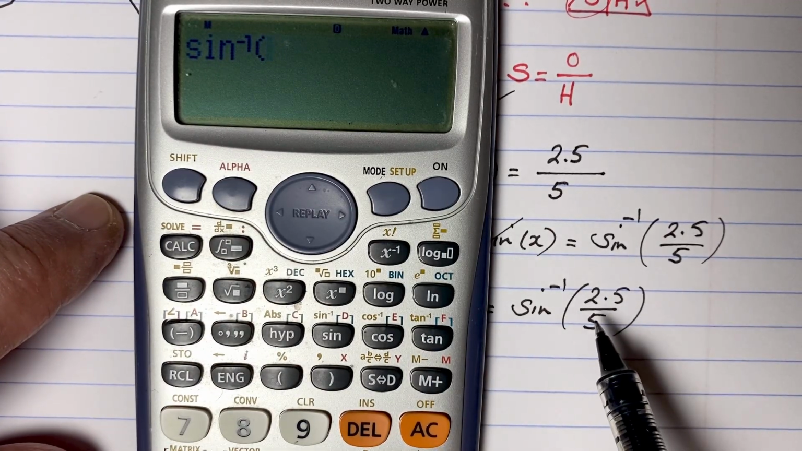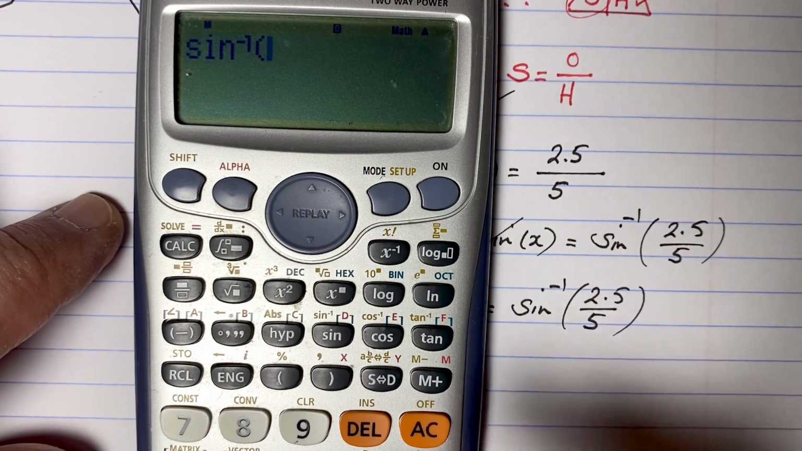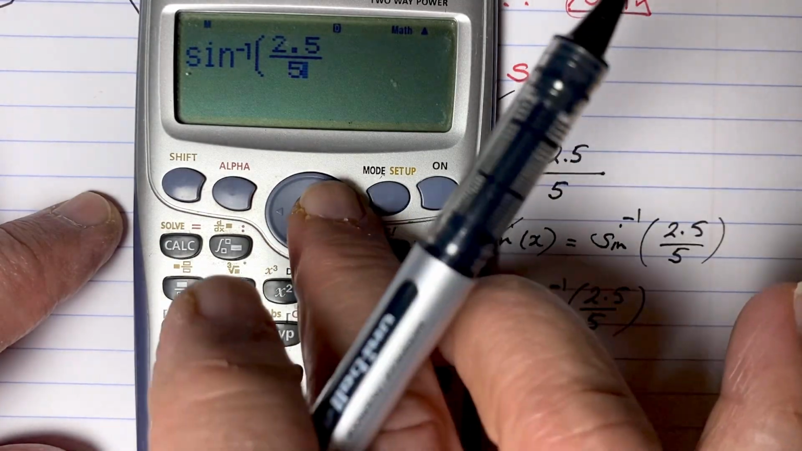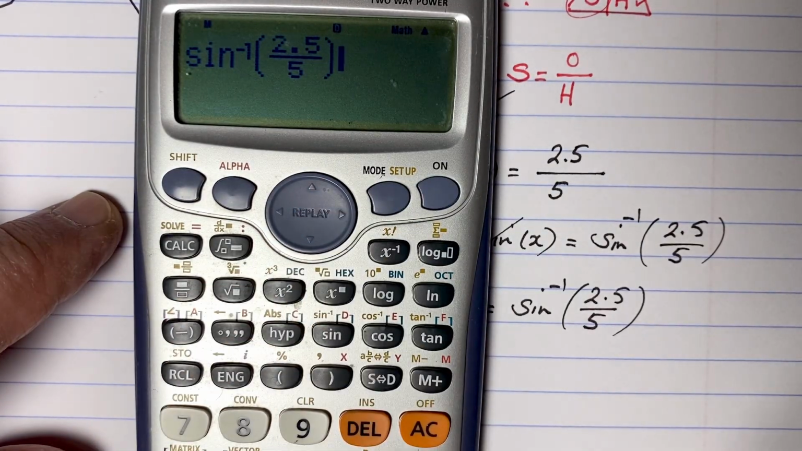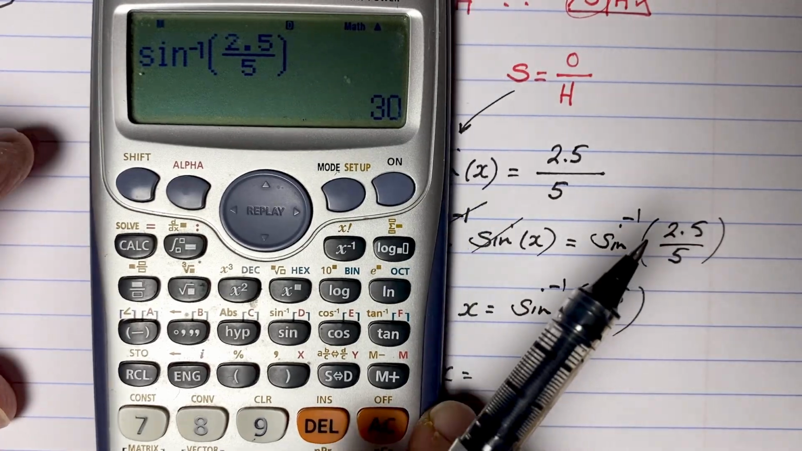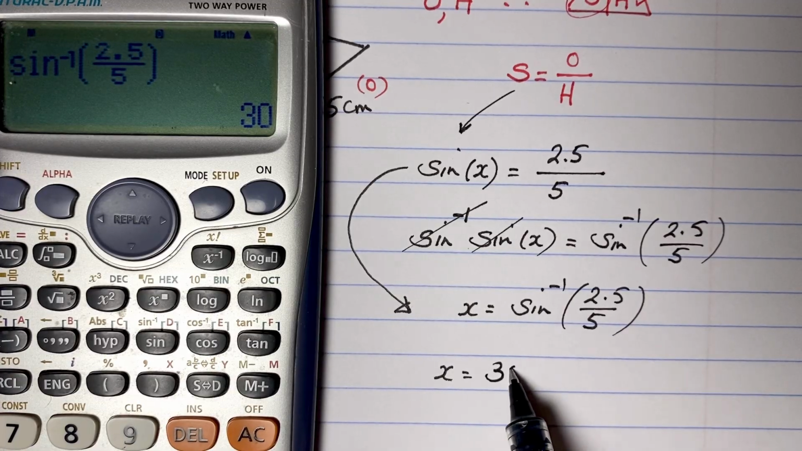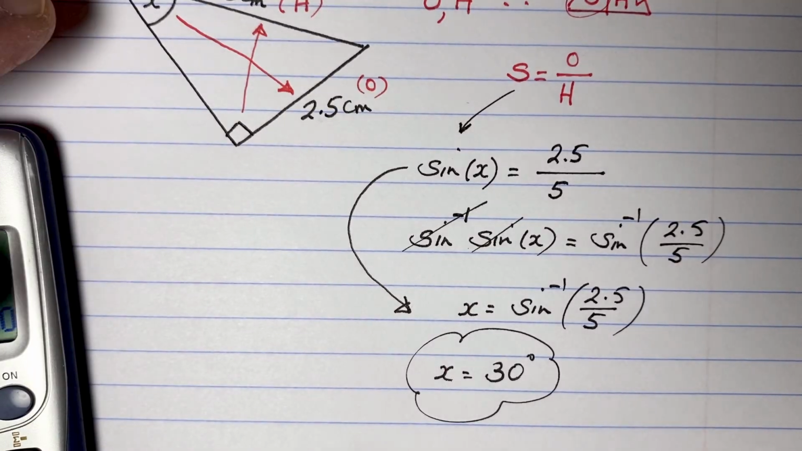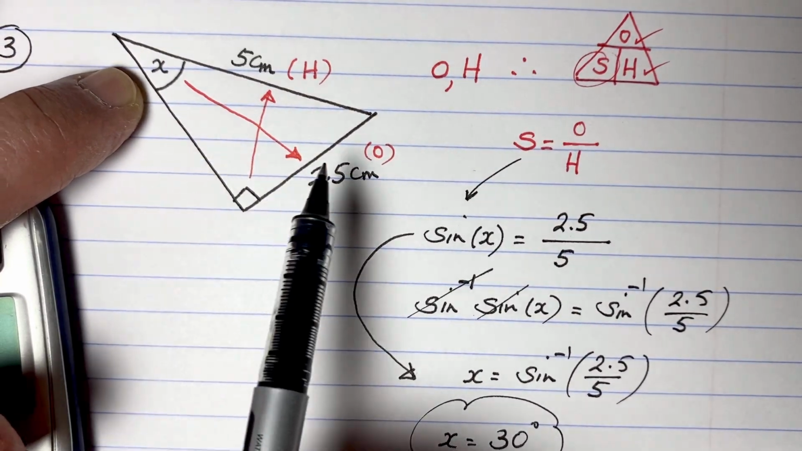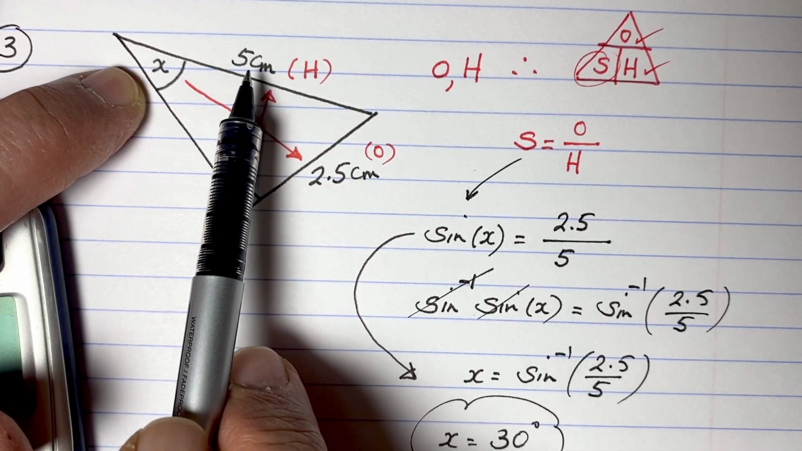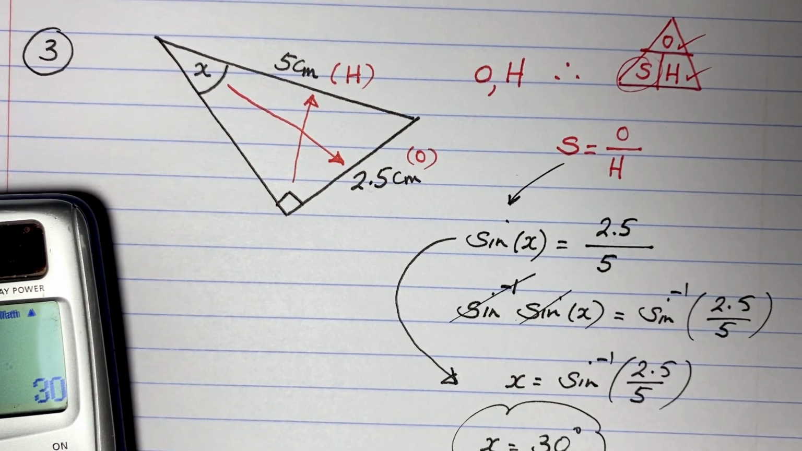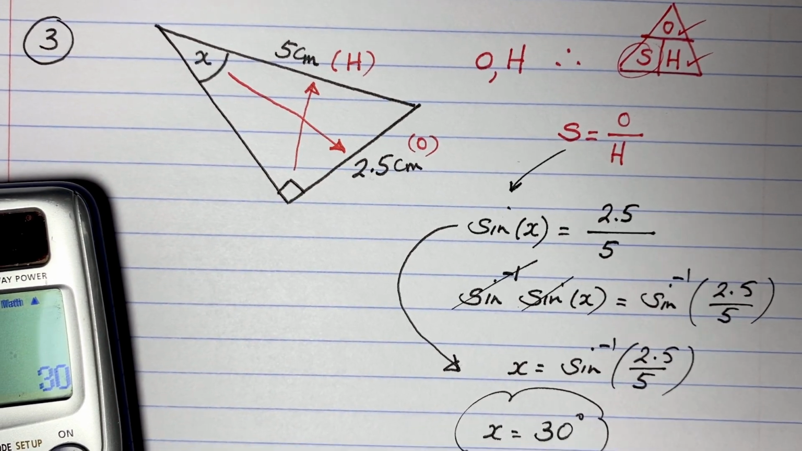All you have to do, enter the number that you want to find its inverse sine. So it will be a fraction, 2.5 at the top, 5 at the bottom, and now press equal sign. And it tells you that angle was 30 degrees. So you found that particular angle. That's the answer to this question. If you have a 30 degrees here, the opposite would be 2.5, and that would be 5. Okay, I'm now going to talk about the next three trigonometric ratios.